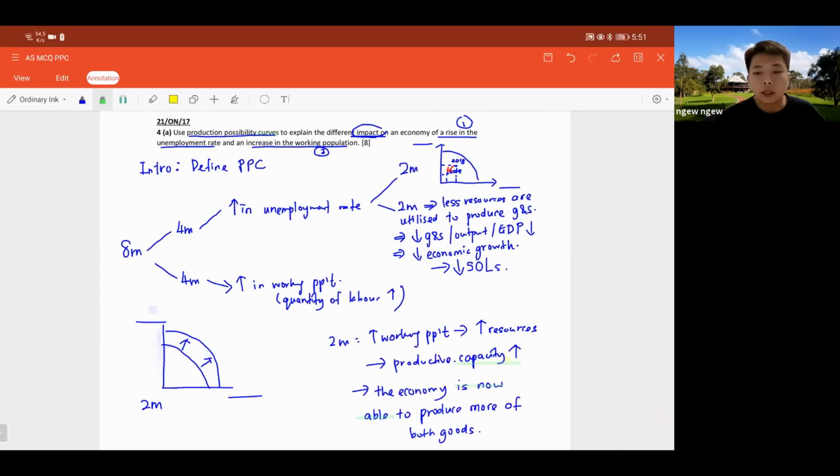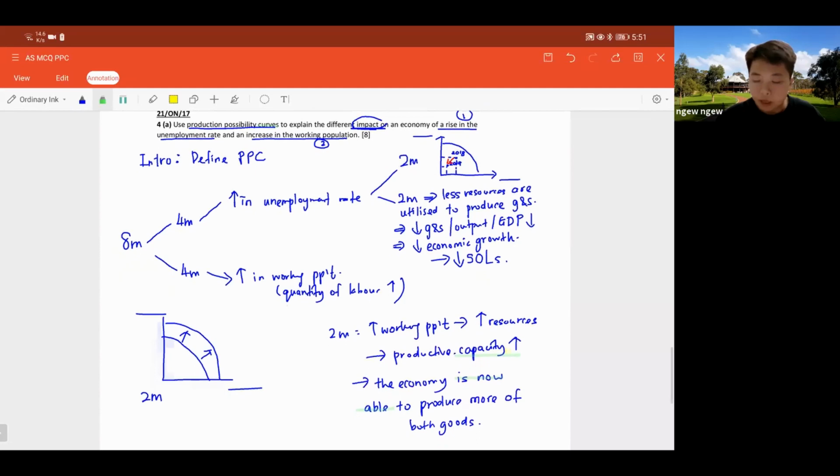If you would like to provide a simple conclusion, you can just mention, in conclusion, a rise in the unemployment rate will be seen by a point moving closer to the origin, where a rise in working population can be seen by a shift outward of the PPC. That's all. That's all for our discussion of PPC.